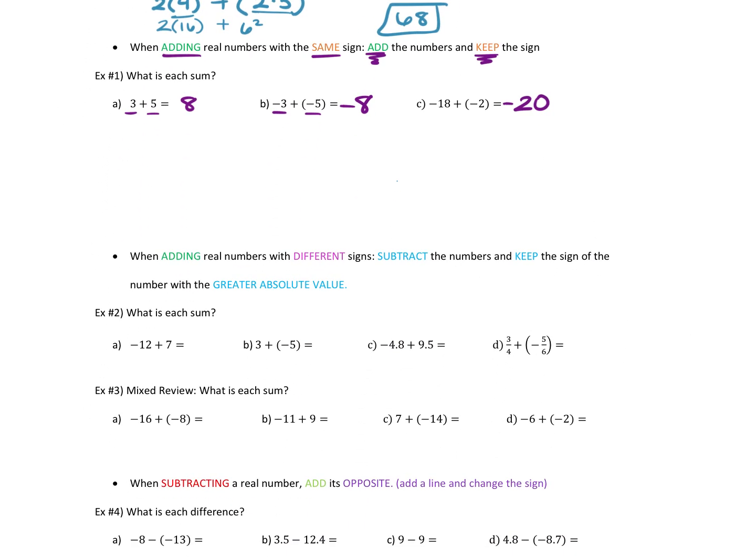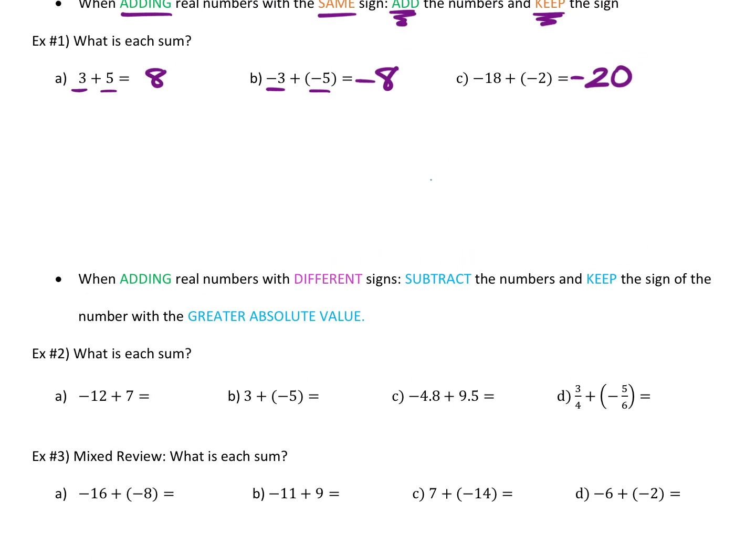However, if you add real numbers with different signs, so one is positive and one is negative, or one is negative and one is positive, right? Their signs are different. Now you subtract the numbers, okay? And then you keep the sign of the greater absolute value. I'll explain that in just a minute.